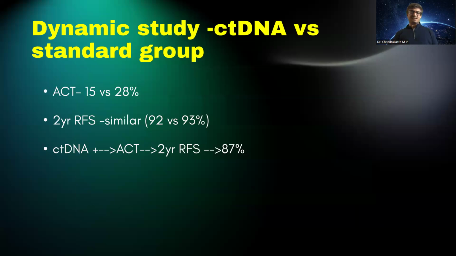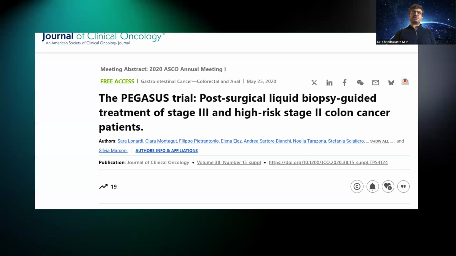This is the DYNAMIC study. What it says is that adjuvant chemotherapy usage is less. If I follow it, the 2-year recurrence-free survival is similar in spite of de-escalation. Therefore, ctDNA-based treatment should be the way to go, where I will be able to reduce treatment without affecting outcome.